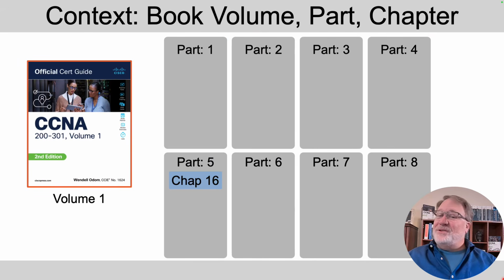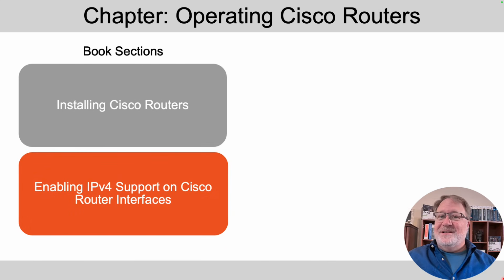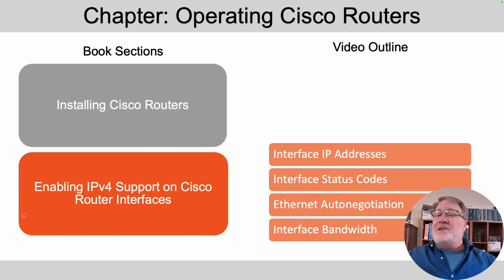As always, if you're using the book, this content matches content you'll find in the Volume 1 Cert Guide, Part 5, Chapter 16 in the current edition. And in that chapter, we've got two major sections. A different video covers the content you'd find in that first major section, installing Cisco routers, and this video is about enabling IPv4 on those router interfaces.